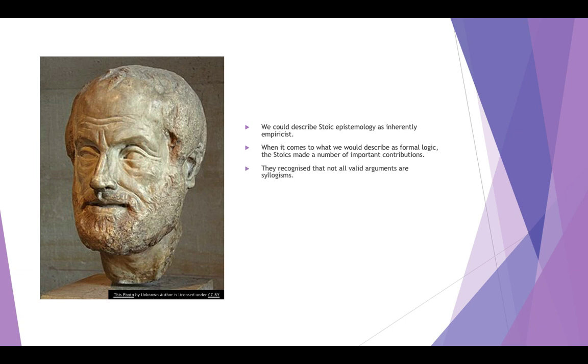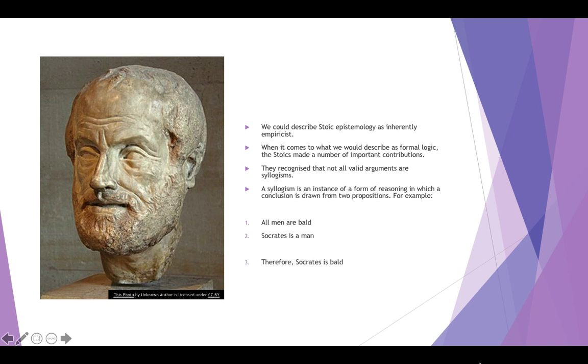So when it comes to formal logic, they recognised that not all valid arguments are what we call syllogisms. A syllogism is basically an instance of a form of reasoning in which a conclusion is drawn from two propositions. I'm going to give an example of a syllogism, and we're going to talk about why the Stoics believe that not all valid arguments are syllogisms, like what Aristotle said.